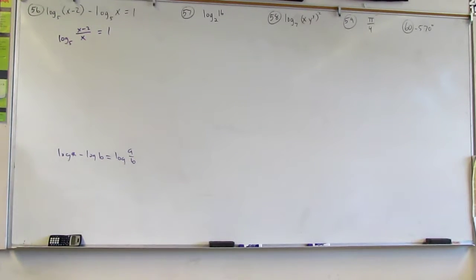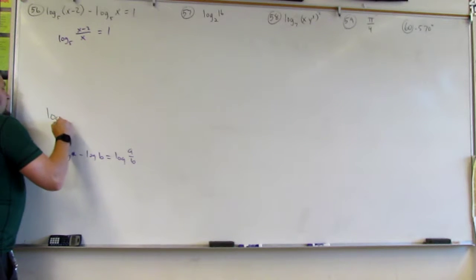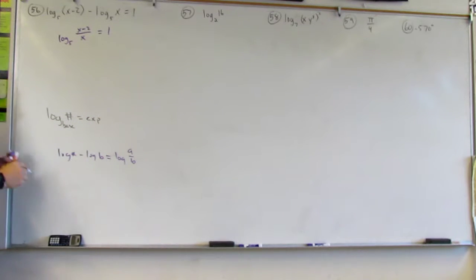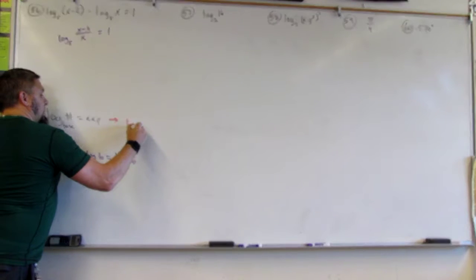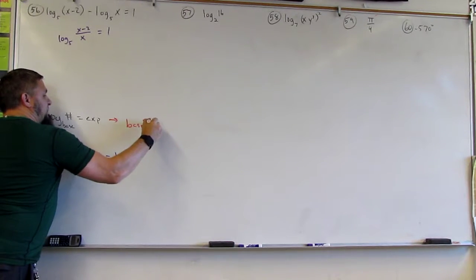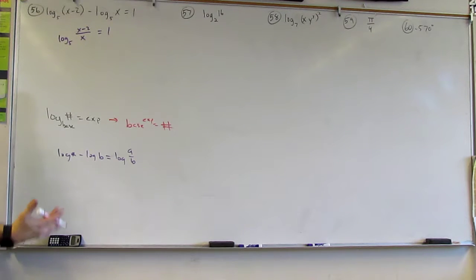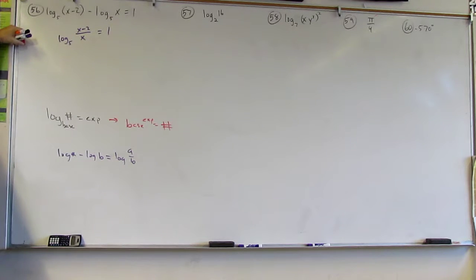Then we have another rule. We go: log base of a number is equal to the exponent. Okay? And then we have the base raised to the exponent is equal to the number. That's it. So we're going to change this from log to base form.